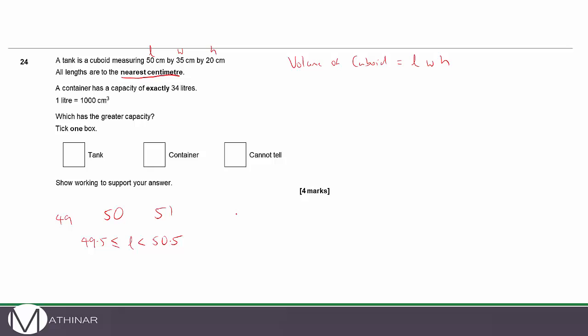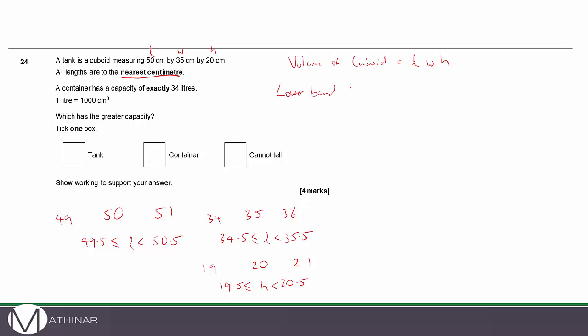Let's do the width. So the width is 35. So the value above it, because it's to the nearest centimetre, is 36. The value below is 34. Halfway between these two, 34.5. Halfway between these two is 35.5. And then the height is 20, measured to the nearest centimetre. Value above is 21, value below is 19. Halfway between these is 19.5, and between these is 20.5. That's the height.